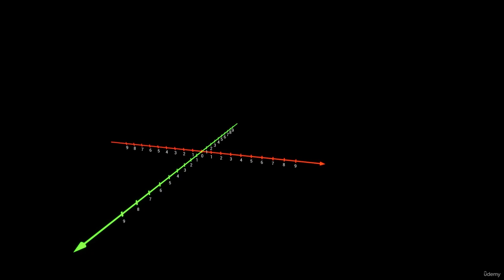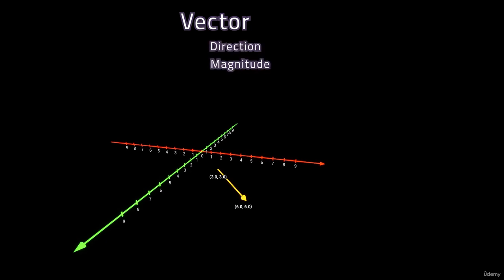Imagine we have a point in 2D space with xy coordinates 3, 3, and another point at 6, 6. Now imagine that we draw an arrow starting at 3, 3 and ending at 6, 6. An arrow with a starting point and an ending point can represent a mathematical construct known as a vector. A vector contains two key pieces of information, a direction and a magnitude.